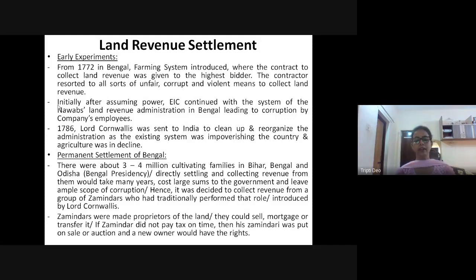So when the Britishers came to India, and I've discussed this in my previous lecture, in the 18th century, 1757 onwards, they started getting control over land through Diwani rights over Bengal and then later in other regions. When they came to Bengal, they initially did not bother to change any system. After some time, in 1772 in Bengal, they introduced the farming system. Now, what is this farming system?